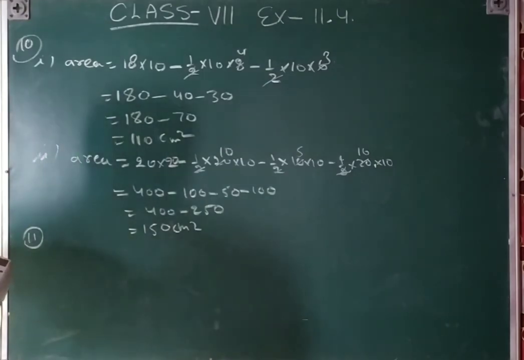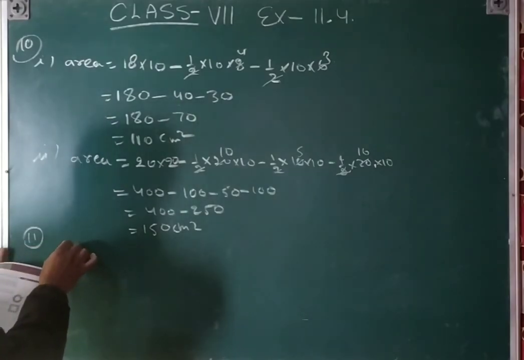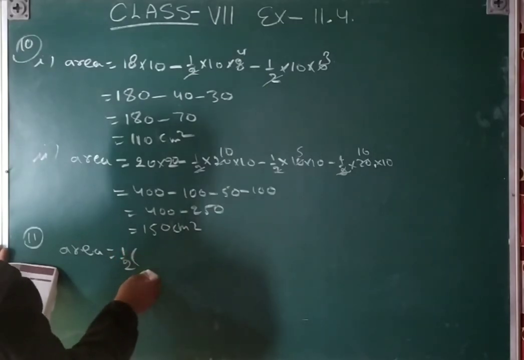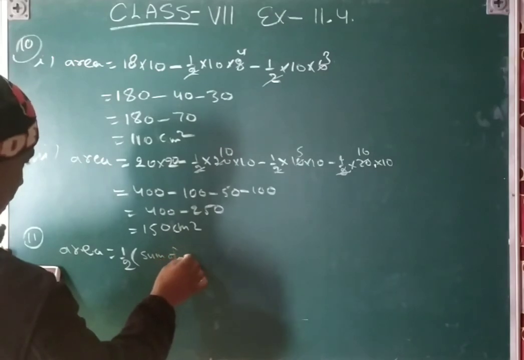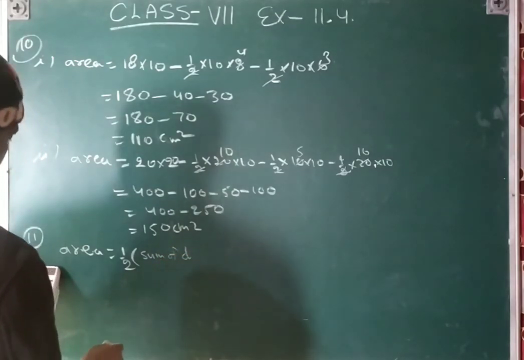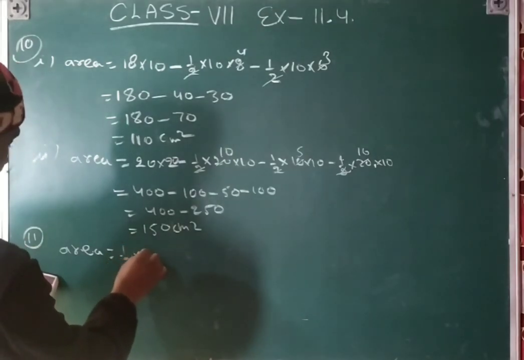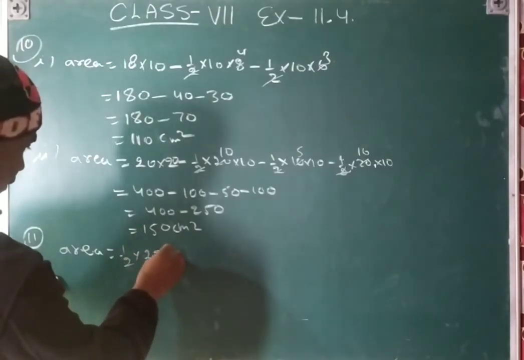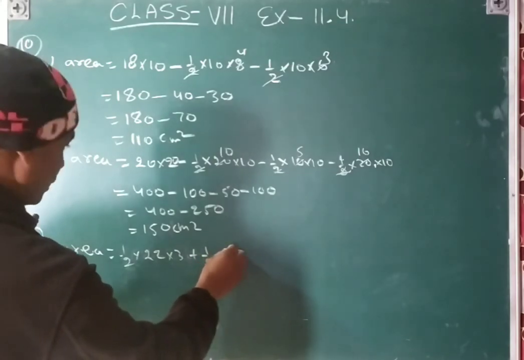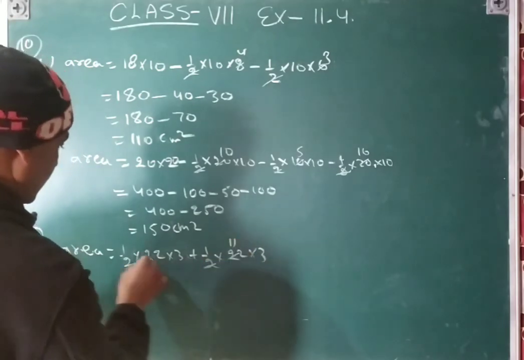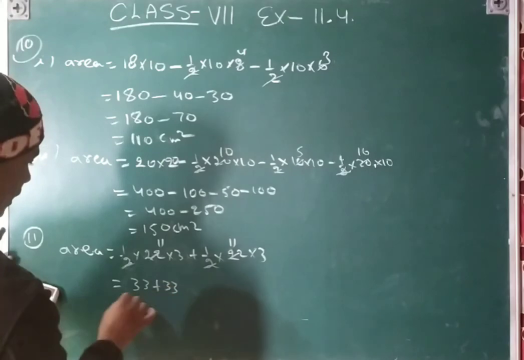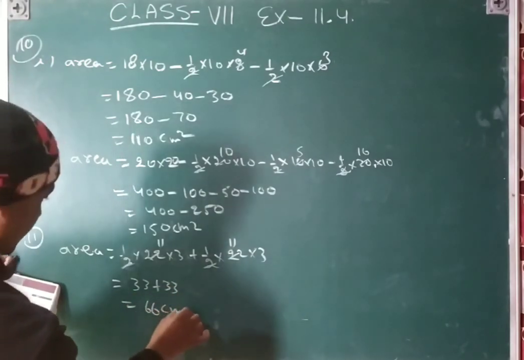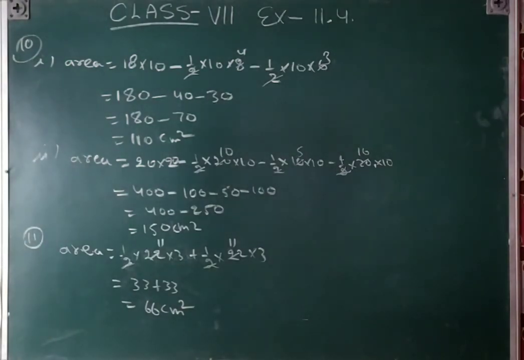And then the last question, the 11th question, find the area of the quadrilateral. So area is equal to 1 upon 2 into the sum of altitudes and diagonals, or we can find the area of two triangles here. 1 upon 2 into 22 into 3 plus 1 upon 2 into 22 into 3, so 11 times 3 is 33, plus 33, that will be 66 centimeter square. And then that is the last of that exercise, okay.